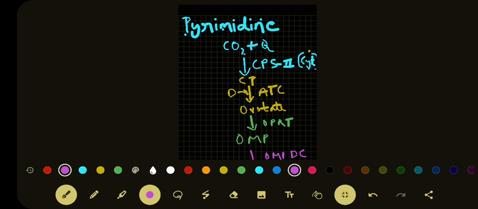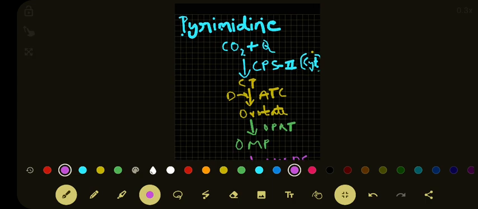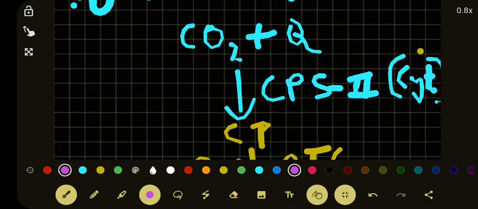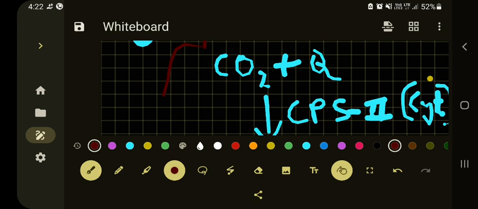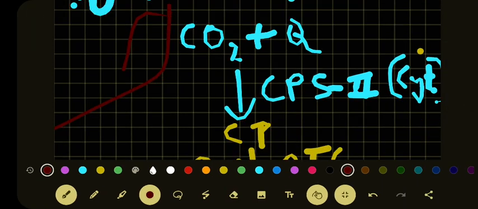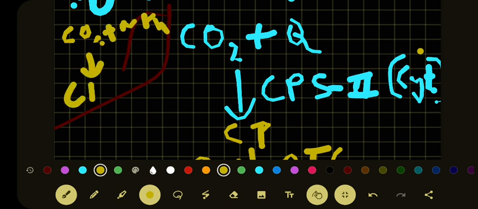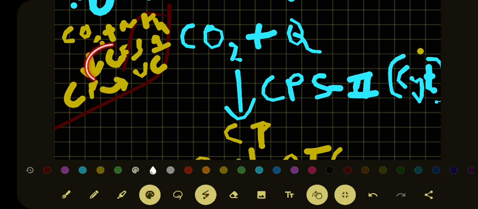And one more important thing, we have CPS2, like that in mitochondria we have CPS1. Suppose this is the mitochondria. In mitochondria we have CPS1 enzyme, which combines carbon dioxide plus ammonia to form carbamoyl phosphate, which goes to the urea cycle. So this is CPS1, this is CPS2. This is a mitochondrial enzyme. This is a cytoplasmic enzyme.